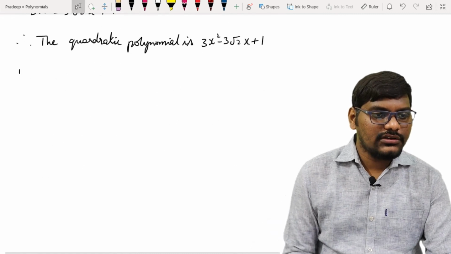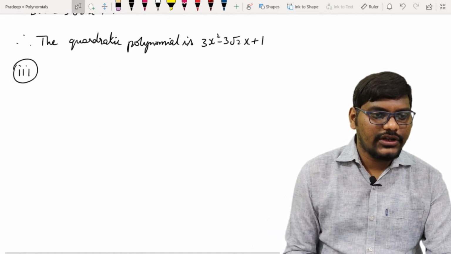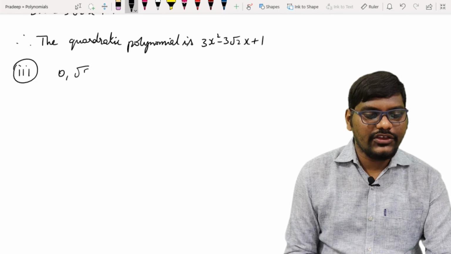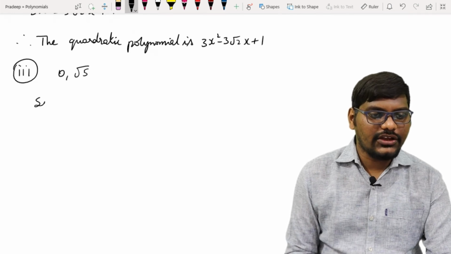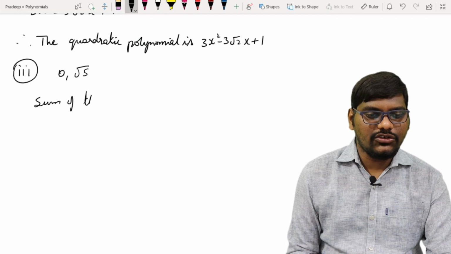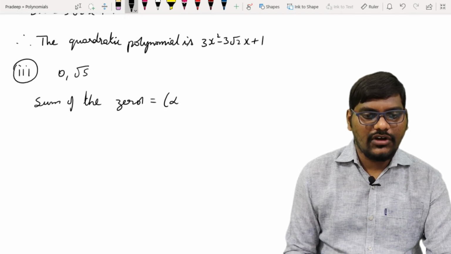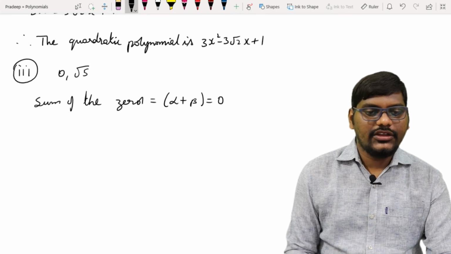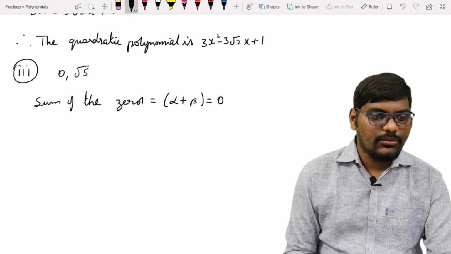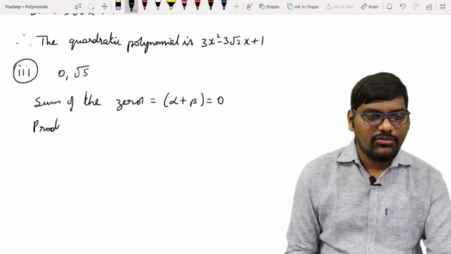So the third one, that is 0 and root 5, is the question they gave. So I can write sum of the zeros, that is equal to alpha plus beta. They have given 0 as the sum. Product also, I can write product of the zeros.